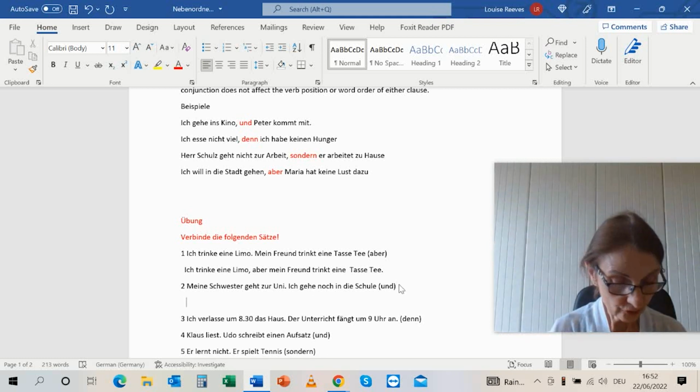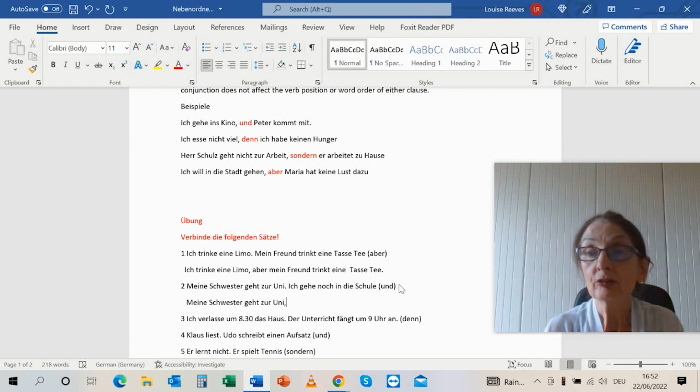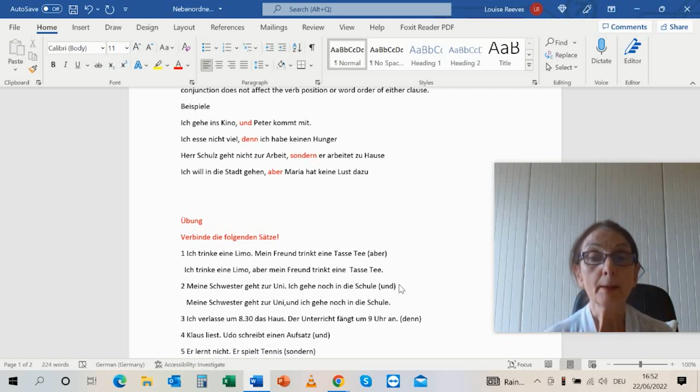Here we go. So we're going to join these two sentences together. Meine Schwester geht zur Uni. That means, and then I have my comma. So my sister is going to college, going to a university. Now I have my comma, so that means my ich cannot have a capital letter. Und ich gehe noch in die Schule. What does that mean? My sister is going to college or to university, and I am still going to school. And noticing the ich doesn't have a capital letter.